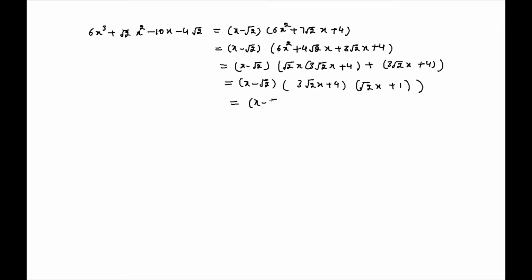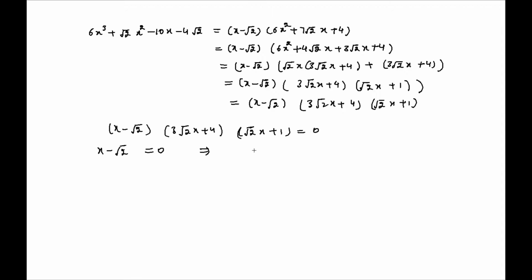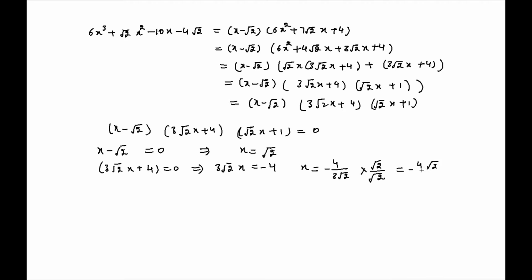So you have x minus root 2, 3 root 2 x plus 4, root 2 x plus 1 is equal to 0. So in order to find the zeros you will write it equal to 0. So x minus root 2 is equal to 0. So x is equal to root 2. 3 root 2 x plus 4 is equal to 0. So 3 root 2 x is equal to minus 4. x is equal to minus 4 upon 3 root 2 and rationalize it by root 2 divided by root 2. You will have minus 4 root 2 upon 6. After cutting the numbers you will have minus 2 root 2 by 3.